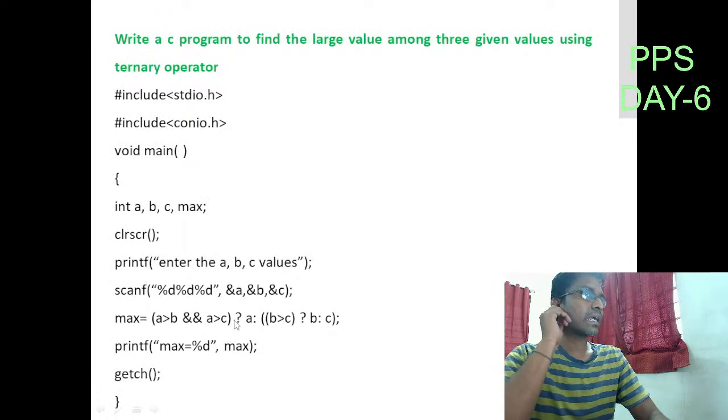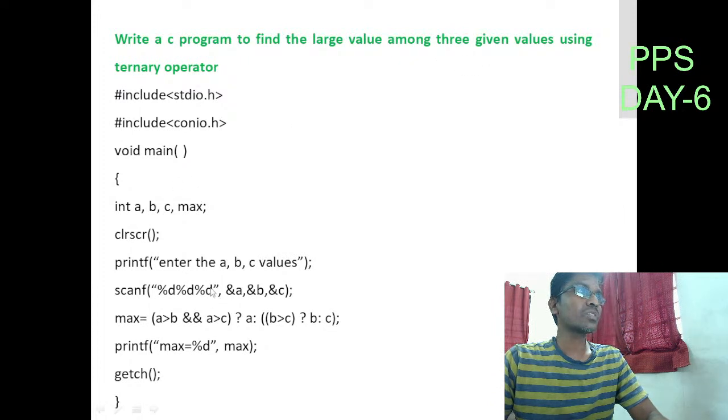And another example: find the largest among 3 numbers using a ternary operator. We can also implement the same program using if else or an if else if ladder. The same program will also be developed using the ternary operator or conditional operator. For that I am going to read 3 numbers from the keyboard, so I am going to use the scanf function. If you want to read 3 values from the keyboard, then you have to use the ampersand symbol.